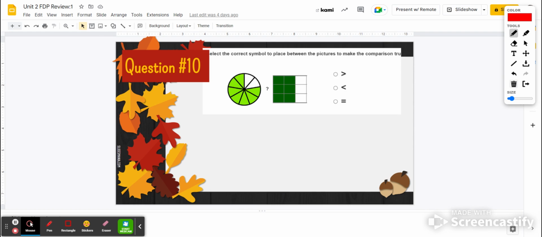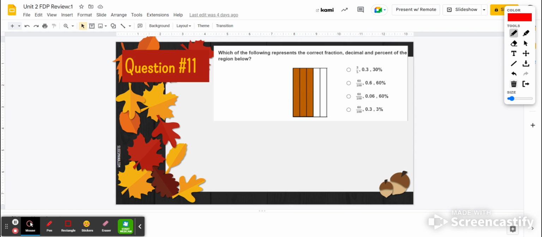All right, you guys have seen this one before. Select the correct symbol to place between the pictures to make a comparison. 1, 2, 3, 4, 5, 6, 7 over 9, because I have 2 more left. Or 1, 2, 3, 4, 5, 6 over 6, 7, 8, 9. 7/9 is greater than 6/9.